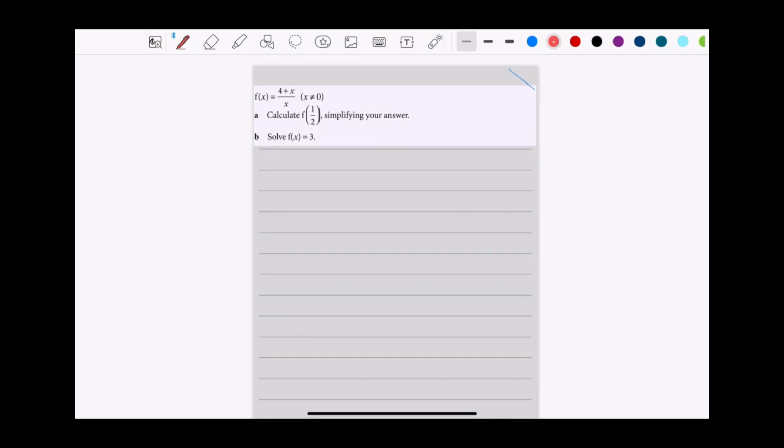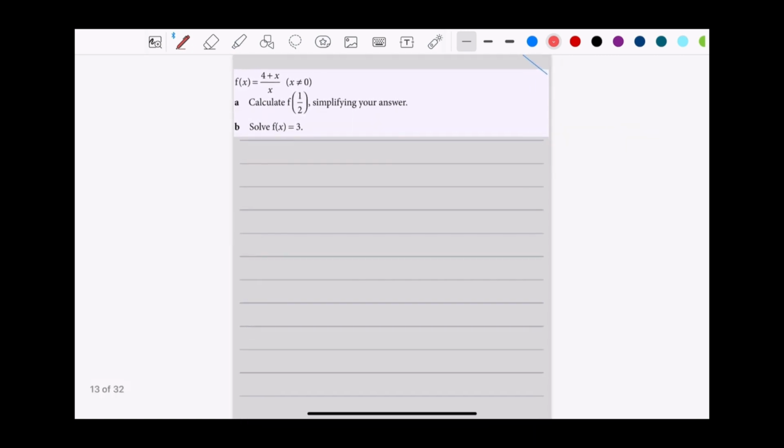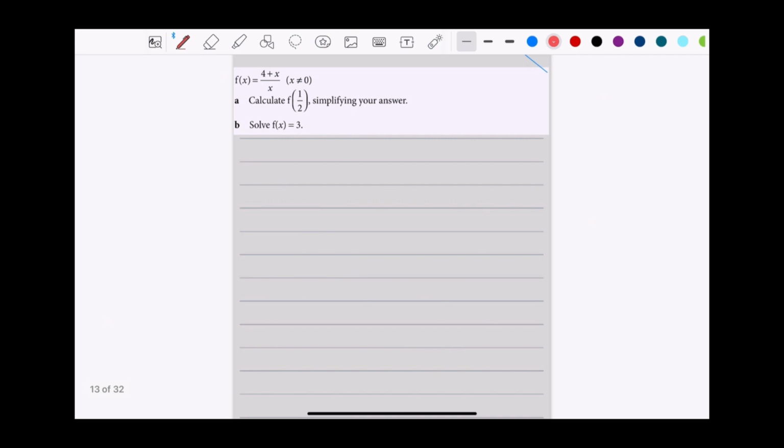Let's look at another question here. f of x is equal to 4 plus x over x, and x is not equal to 0. This means x is not equal to 0, and it is necessary to write this whenever you see a variable in the denominator. The reason being, if x becomes 0, let's try to put x as 0 first. If I write f of 0, this will be 4 plus 0 over 0.